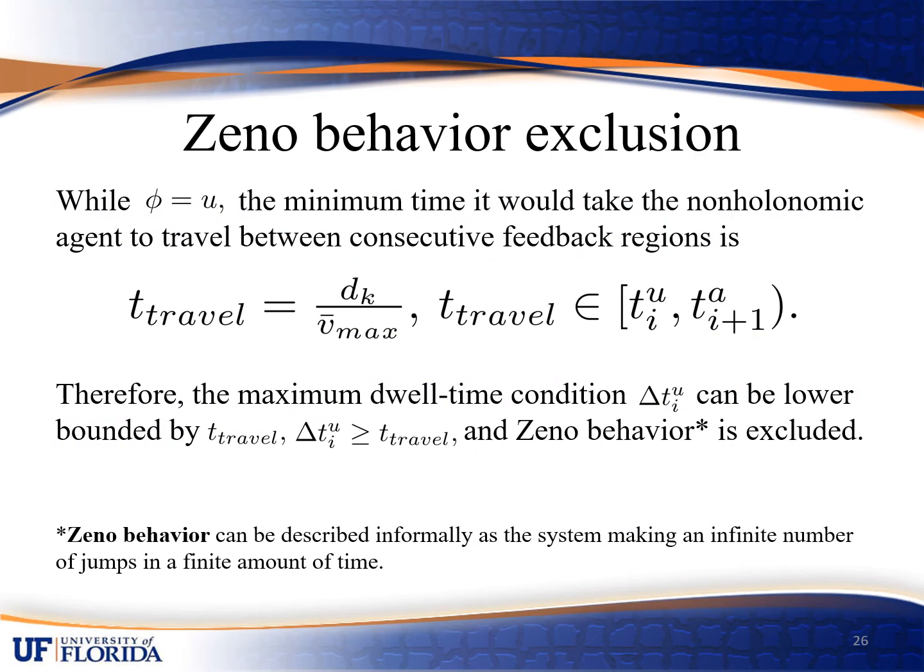It's important to show that Zeno behavior is excluded. In this expression, dk is the actual distance the non-holonomic agent traveled in between the feedback regions. Vmax is the maximum velocity of the agent. Also, this is an assumption we previously made. By lower bounding delta TIU with t travel, Zeno behavior is excluded.